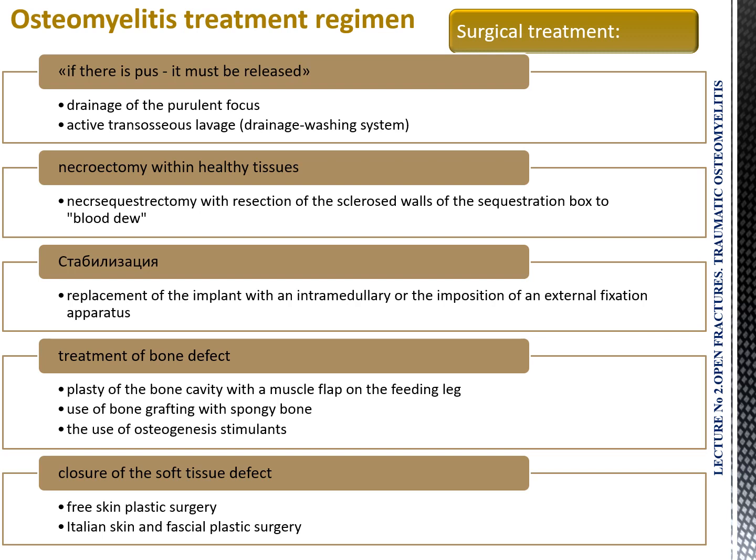A possible option is bone grafting with spongy bone, which is usually taken from the ilium, or it is a fragment of the fibula. That is, the fibula, if you remember, is a rudimentary bone, and it is used as a replacement part for that very bone defect. Sometimes osteogenesis stimulants are used.